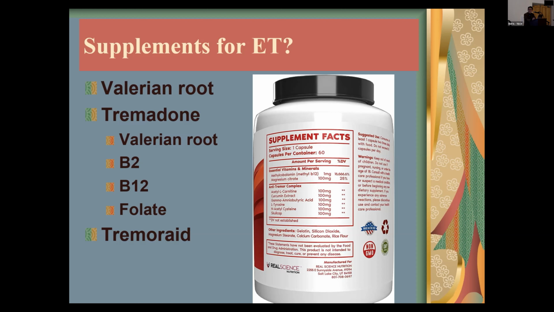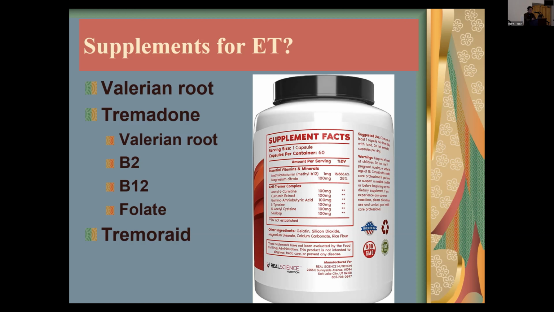And one of the things that I look for, if they have tremor, would be one of these three things. One is valerian root, which is quite sedating. I actually use this for patients with insomnia. And the most common one that patients have experienced or tried, with positive results, is Tramadol. So it's a combination of valerian root, B2, B12, folic acid.